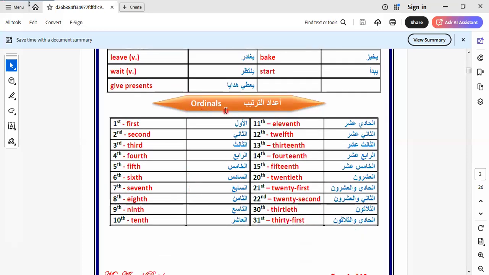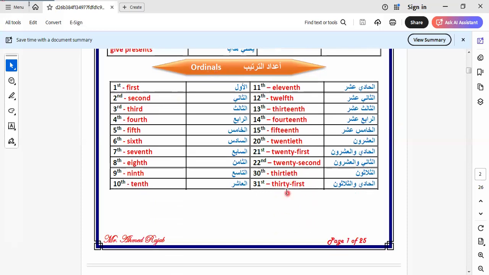Here are the ordinal numbers. It will be first, second, third, fourth, fifth, sixth, seventh, eighth, ninth, 10th, 11th, 12th, 13th, 14th, 15th, 20th, 21st, 22nd, 23rd, and 31st. Don't say 31 here in ordinal numbers; we say 31st.